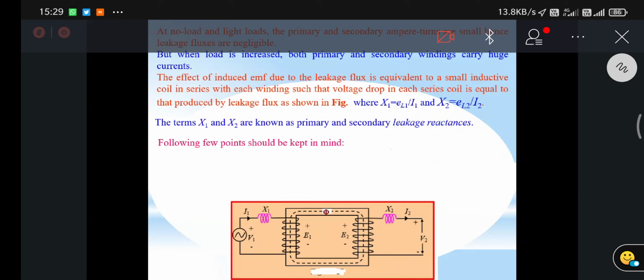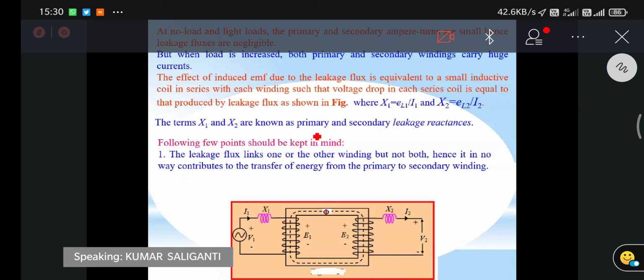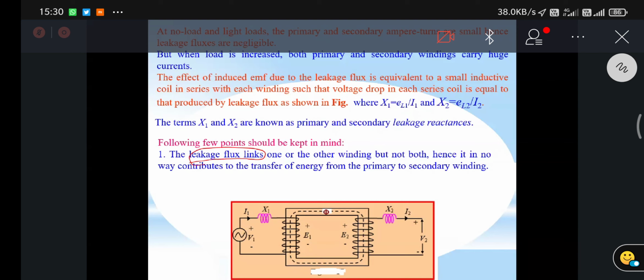Okay. The following few points should be kept in mind here. The leakage flux links one or the other winding but not both. Hence, it in no way contributes to the transfer of energy from primary to secondary. What I am saying here simply is that the leakage flux is the flux which links with either primary or secondary but not both.